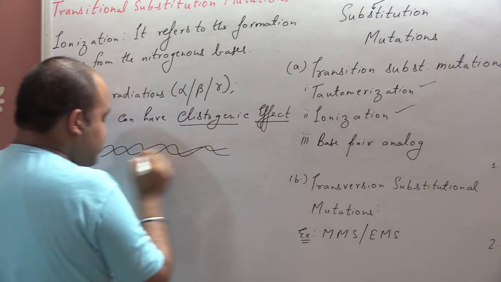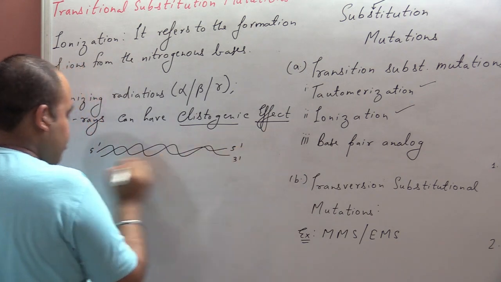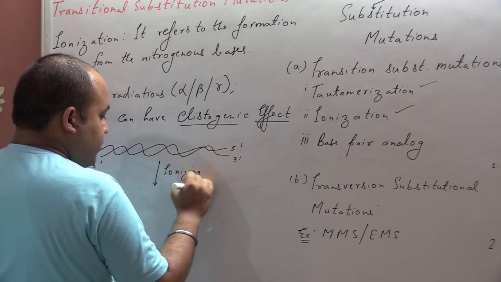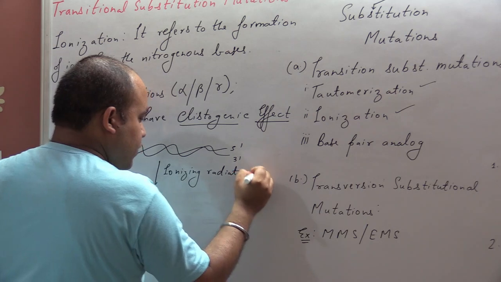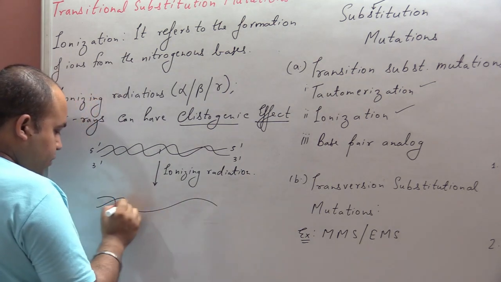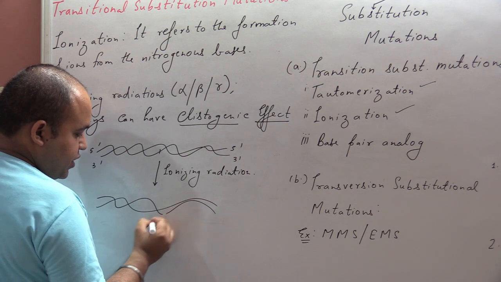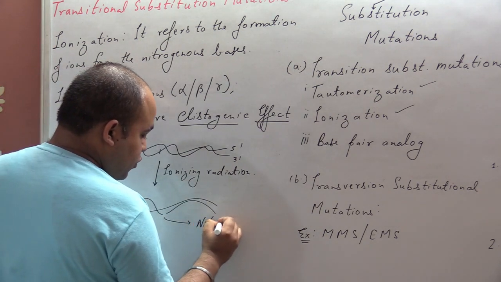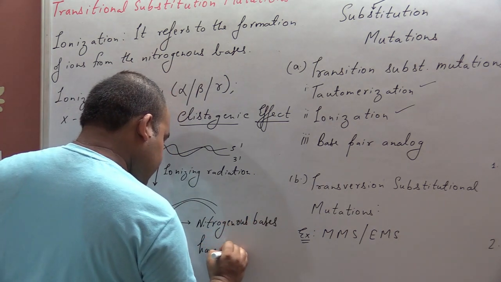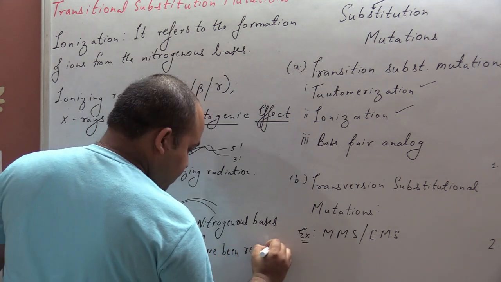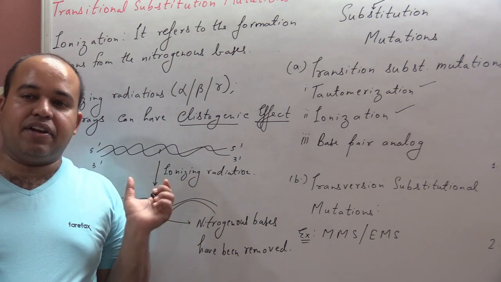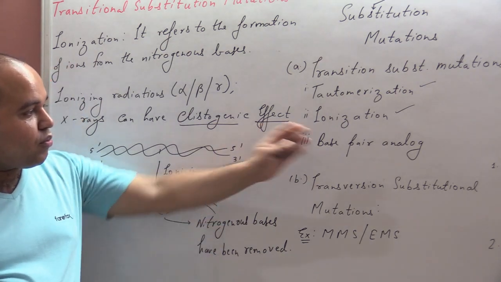If this is the double stranded structure of the DNA, 5 prime to 3 prime, 5 prime to 3 prime, then under these ionizing radiations, what can happen? Certain nitrogenous bases can be removed. There are certain places from which nitrogenous bases have been removed. This is what is going to happen. The UV radiation causes thymine dimerization in such a condition, but that we are going to talk about in the topic of radiations.